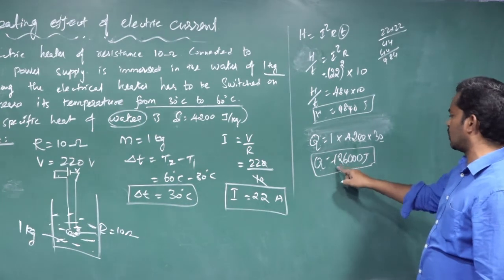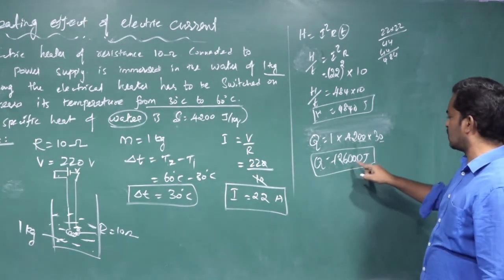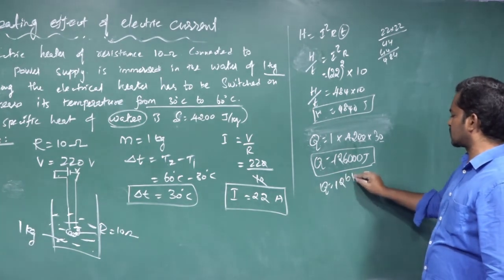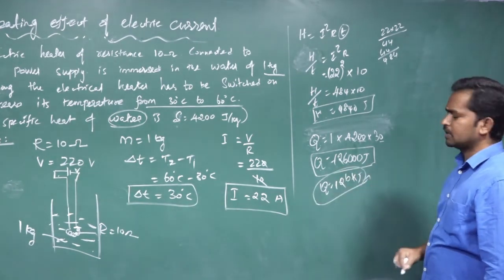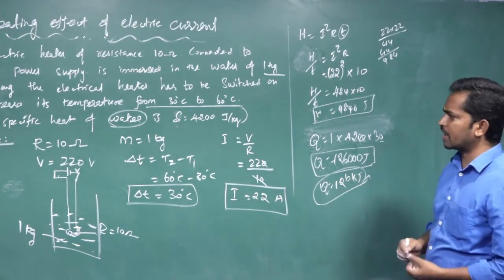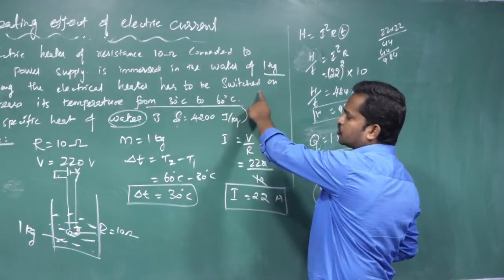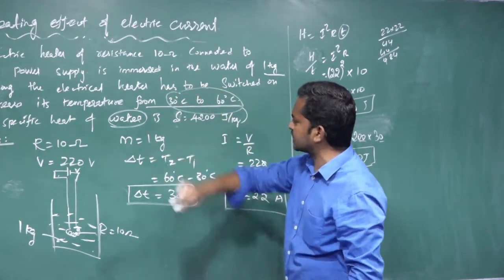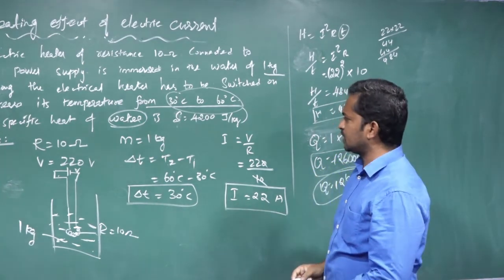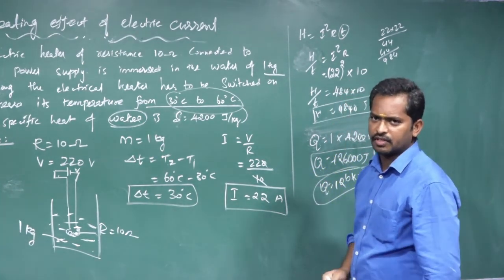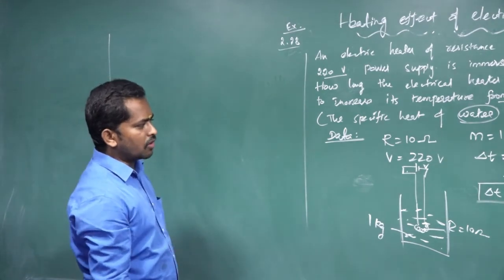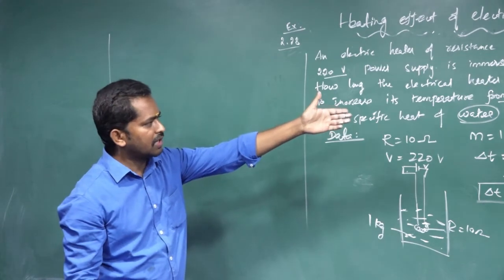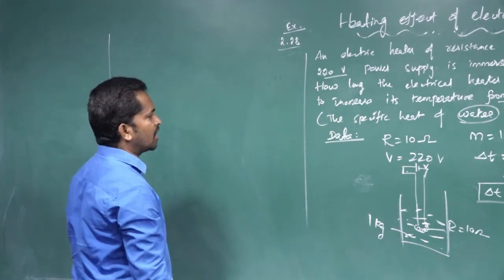So Q is equal to 126,000 joule, which means Q is equal to 126 kilojoule. This is the total energy released. I want to calculate how long the electrical heater has to be switched on to increase the temperature from 30 degrees Celsius to 60 degrees Celsius. So total energy Q is equal to 126 kilojoule. Heat energy produced in 1 second is 4840 joule. I want to calculate the time period.